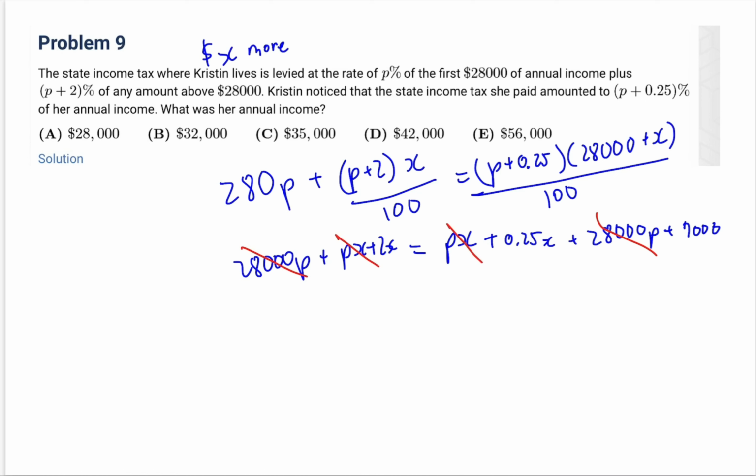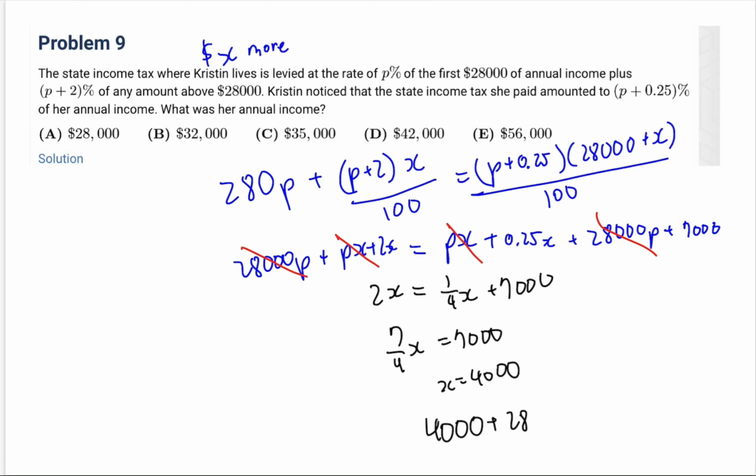So what will be left is 2x. 2x is 1/4 x, because 1/4 is 0.25, plus 7,000. So 7 over 4x equals 7,000. X equals 4,000. So her annual income is $4,000 more than 28,000. So 4,000 plus 28,000 equals 32,000. So it's B.